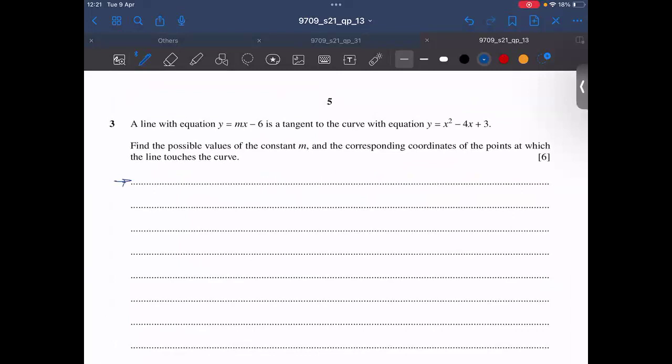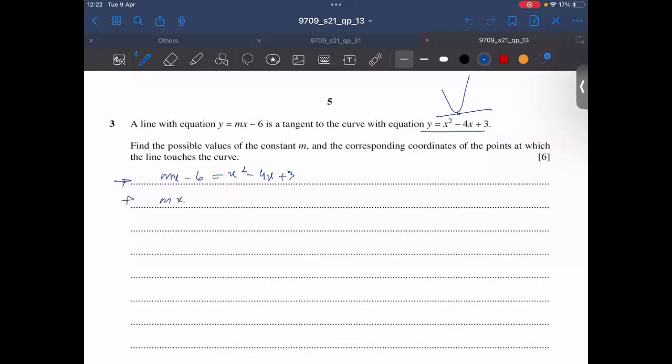Line y equals to mx minus 6 is tangent to the curve with equation. Okay. So tangent to the curve means that the line and the curve intersect at one point. So let us solve the two equations simultaneously. I have a substitution for y. I'm going to substitute mx minus 6 into x square minus 4x plus 3.